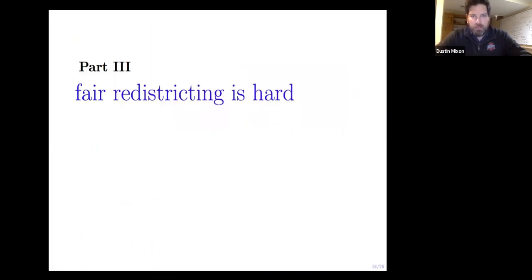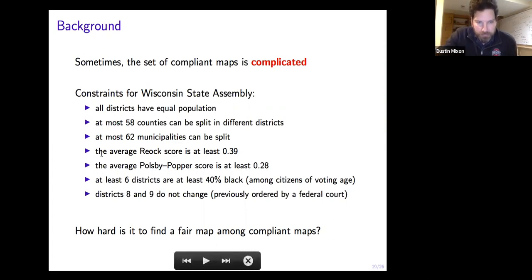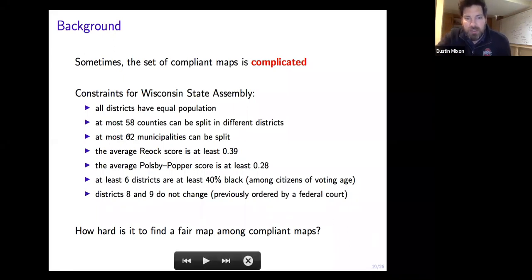Okay. So the third and final thing I wanted to talk about, and this is the thing that I was specifically asked to talk about, is the fact that fair redistricting is hard. The motivation here is when you are asked to draw a map, you have to satisfy a bunch of constraints, not just geographic compactness constraints. You need one person, one vote: all the districts have equal population. You need to make sure that not too many counties are split between districts. This is another way to combat gerrymandering. You need to make sure that municipalities aren't split too frequently. There are other historic things you have to worry about, like the Voting Rights Act and what have you.